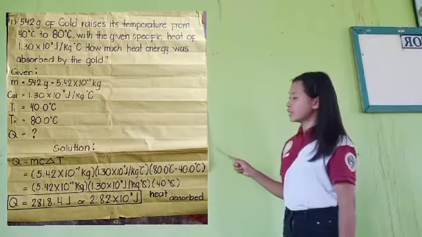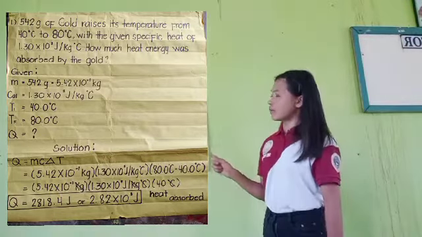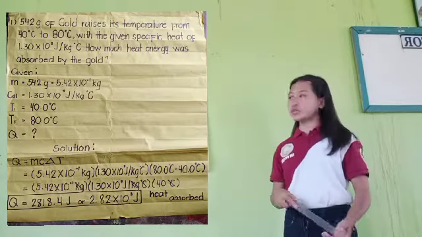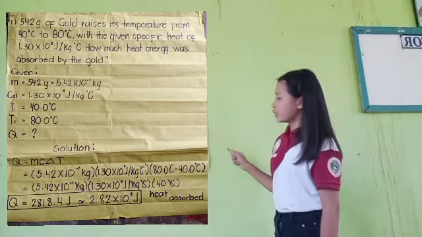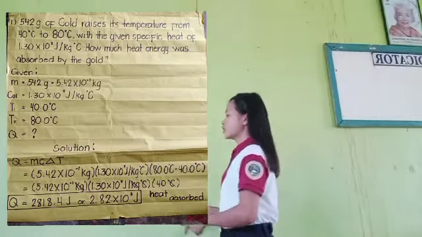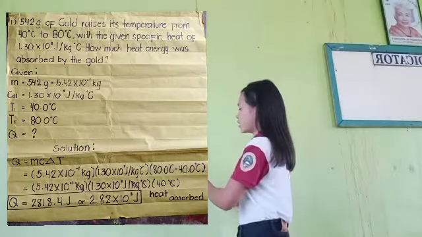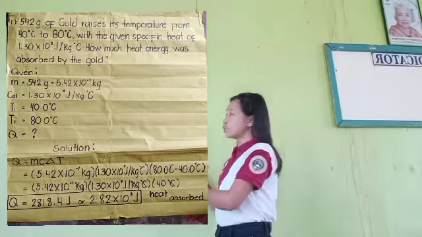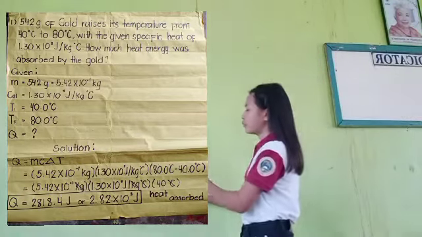The absorbed heat is what the problem asks for. So let us look for the heat absorbed by the gold. Solution: Q equals mc delta T. So substitute the givens.